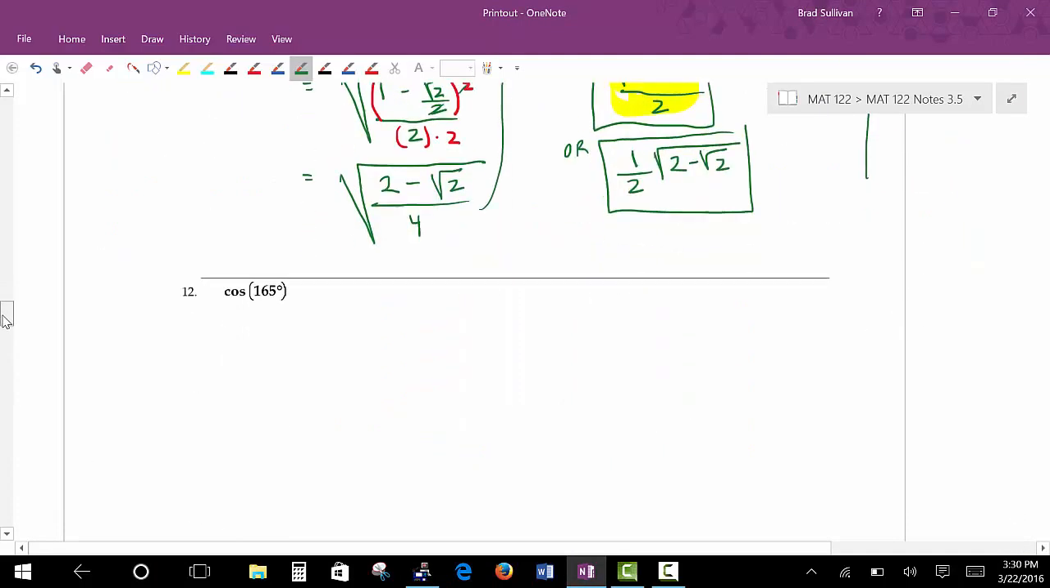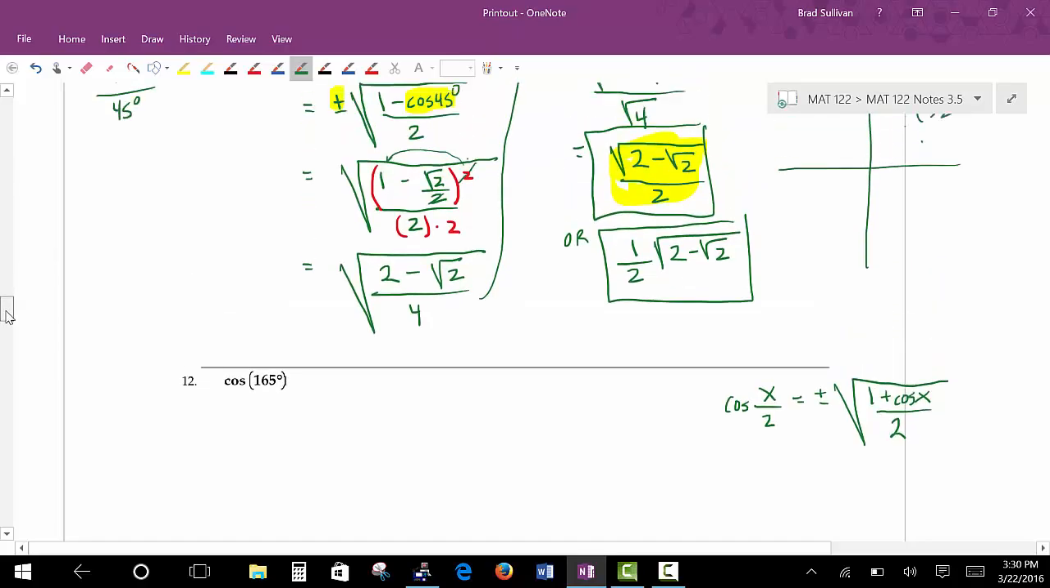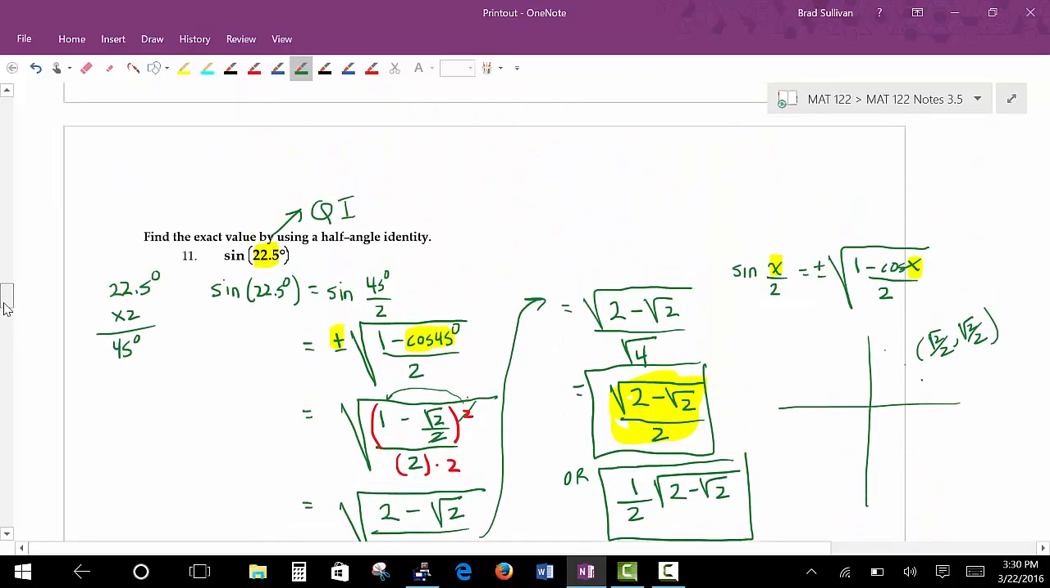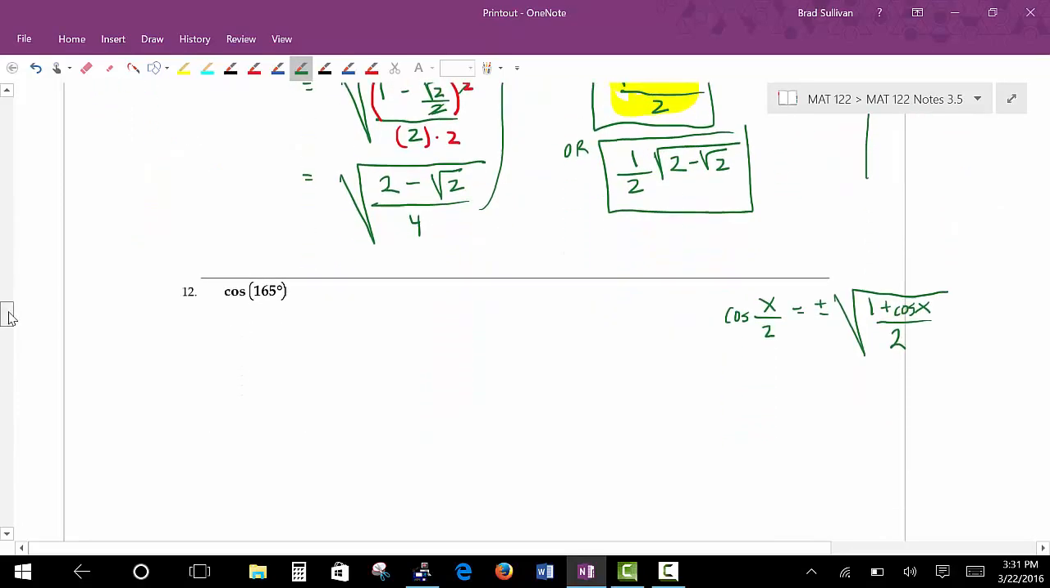Okay, let's do a cosine. So on the next problem, the identity for cosine of half the angle, or cosine of x over 2, is plus or minus the square root of 1 plus cosine x all over 2. So it's the same thing as the sine identity, except it's got a plus in it. So that's the way that works out.